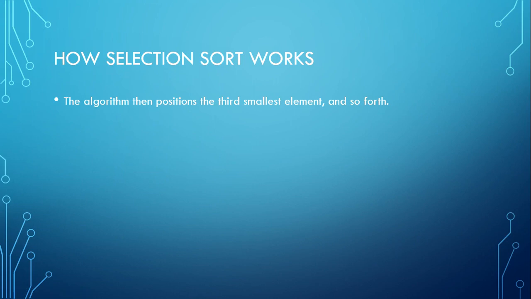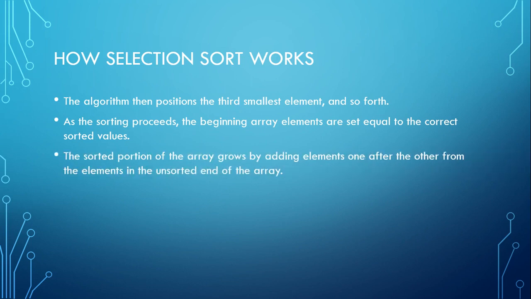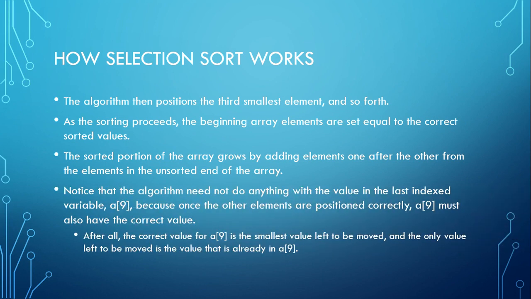All right, as we mentioned, the algorithm then positions the third smallest element and so forth. As the sorting proceeds, the beginning array elements are set equal to the correct sort values. So pretty much as it goes along, it's sorting these things from smallest to largest. And the sorted portion of the array will continue to grow by adding elements one after the other from elements in the unsorted end of the array.